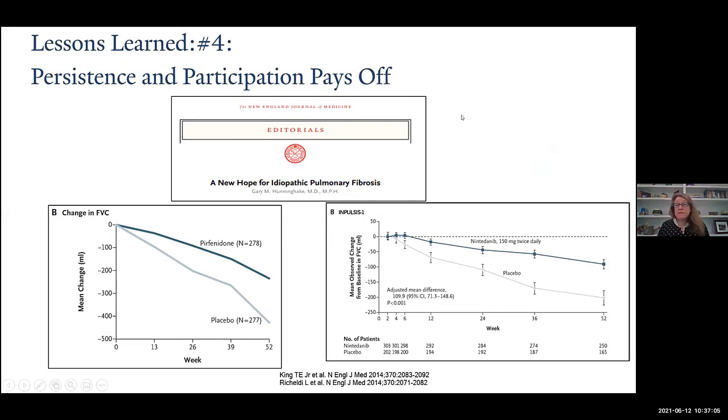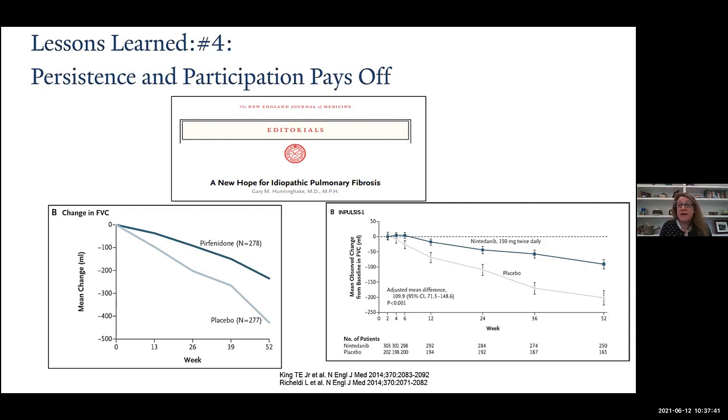Lesson number 4, I think, is one of the biggest ones here, is that persistence and participation does pay off. This is from the New England Journal from 2014. And these 2 trials were published on the same day in the same edition of the journal. And what you can see here is the trial looking at pirfenidone and that looking at nintedanib. And what you see in the graphs of each one is that when you look at the drug compared with the placebo, the people who were receiving the drug, their lung function went down less. And that was incredibly exciting news.